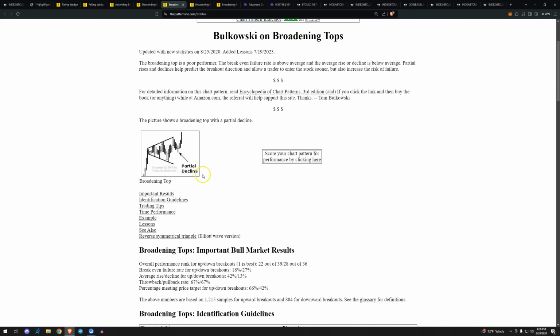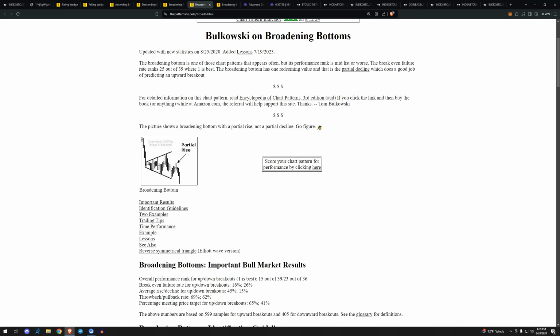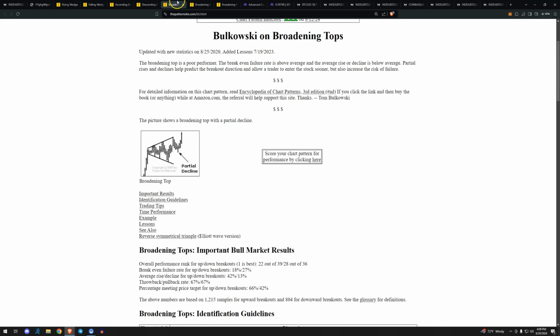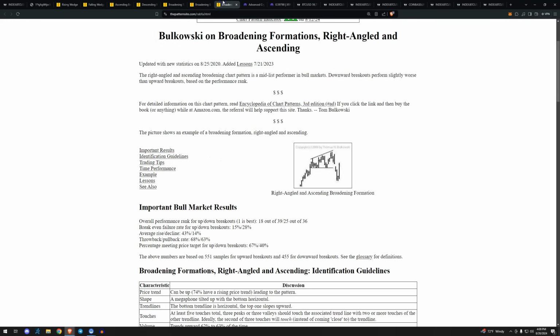This isn't a megaphone either. It's not expanding at the top and the bottom. It's making lower highs. It's not broadening on the top or the bottom, right? So it's none of those things really, and it's not right angled either.